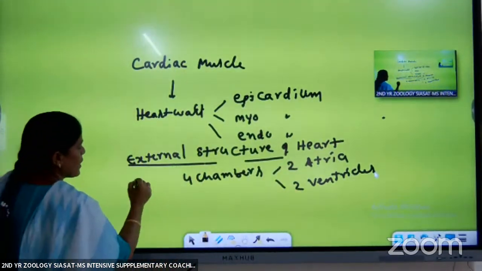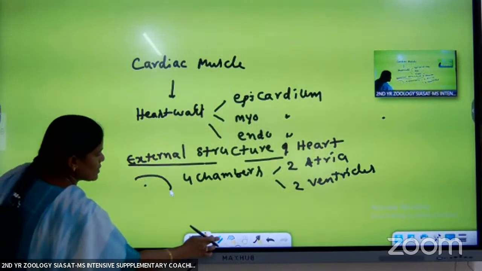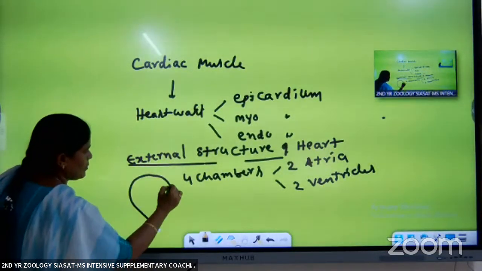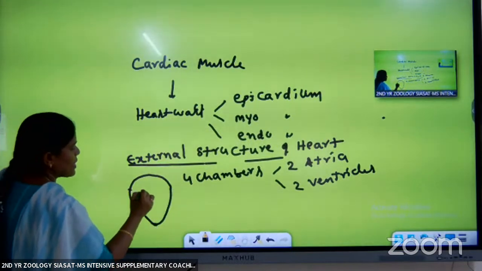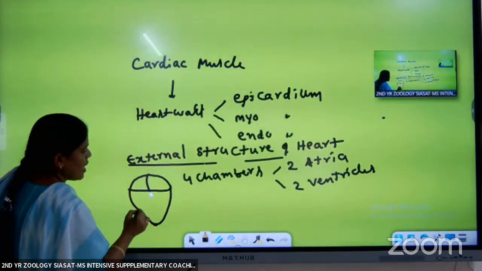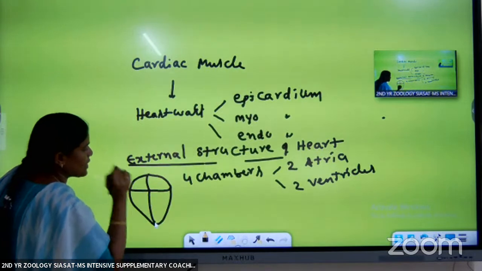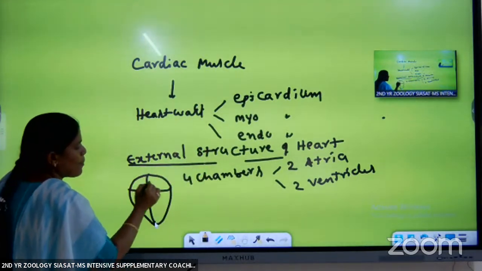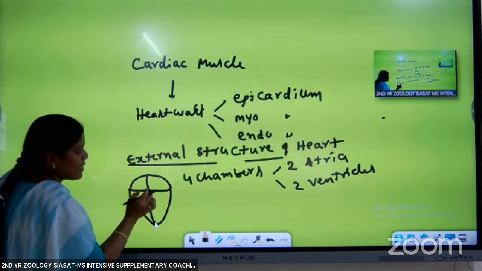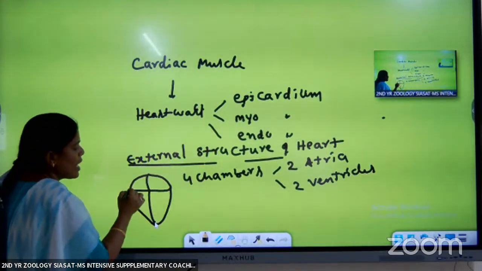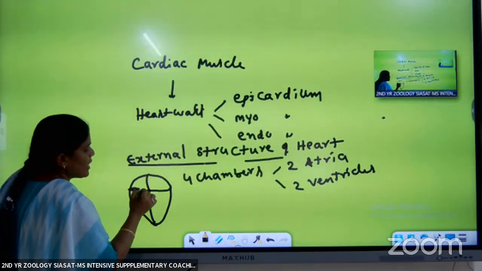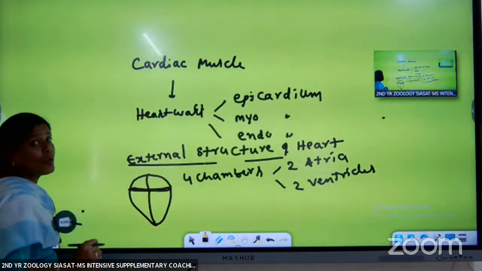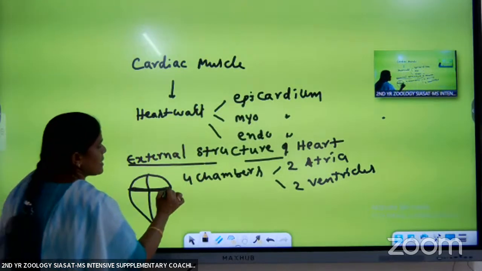Here, for example, I am drawing a rough diagram, see this one. The upper two chambers are called the atria, and the lower chambers are called the ventricles. In the outer view, the upper atria and the ventricles are visible. Between the atria and ventricles, on the outer side, the coronary sulcus is visible.